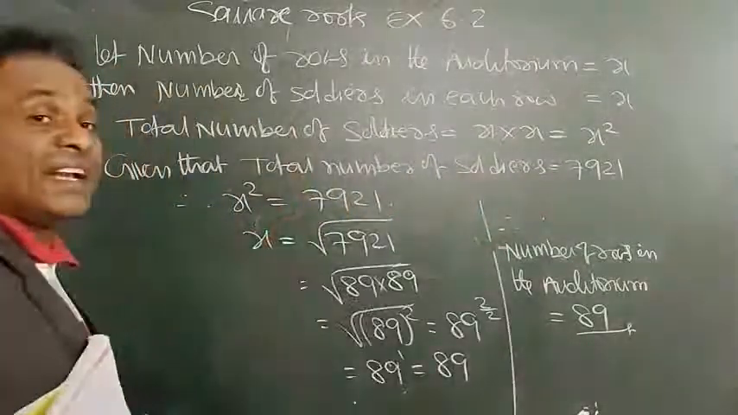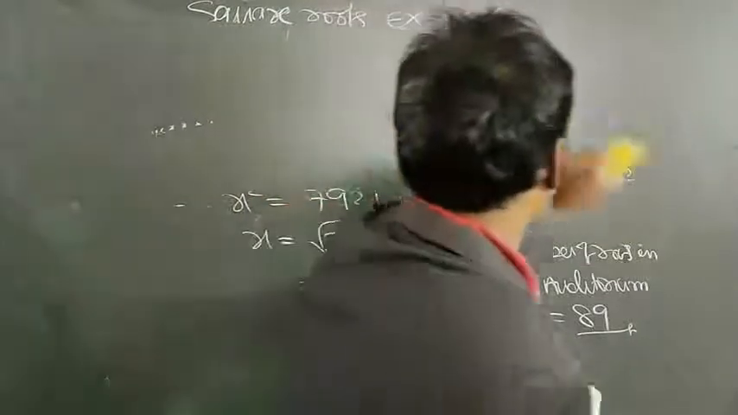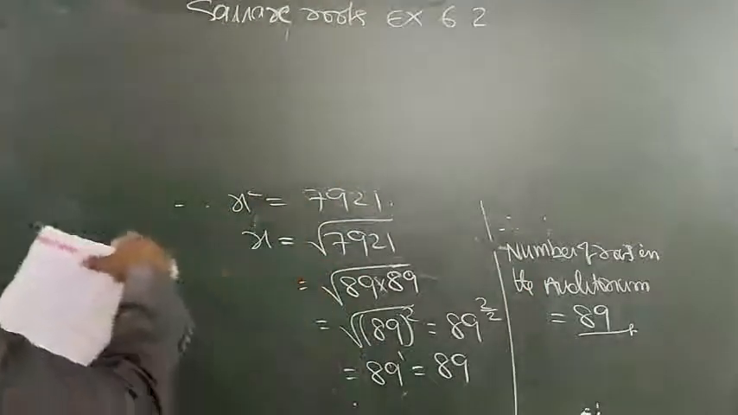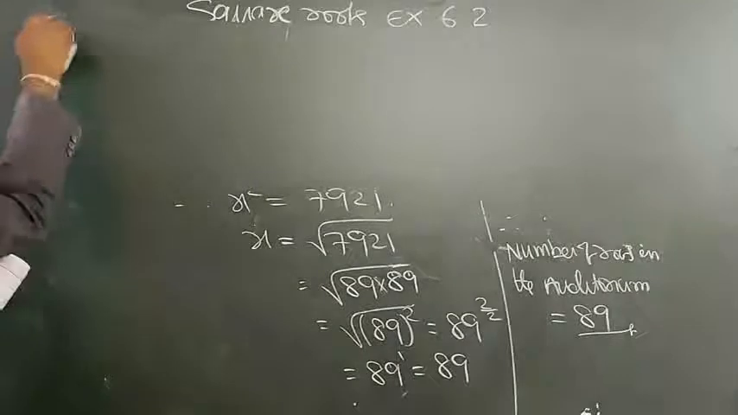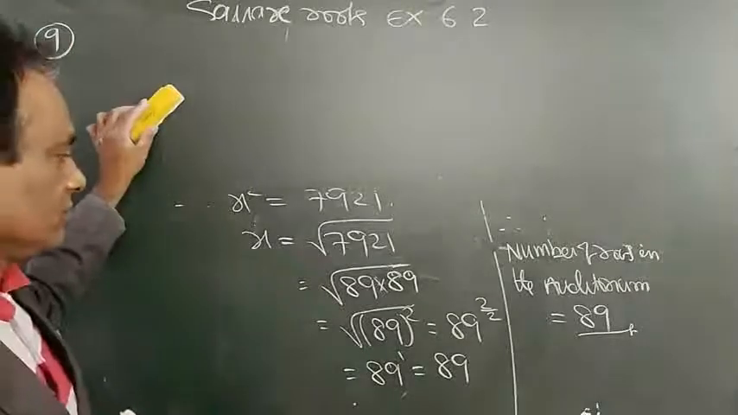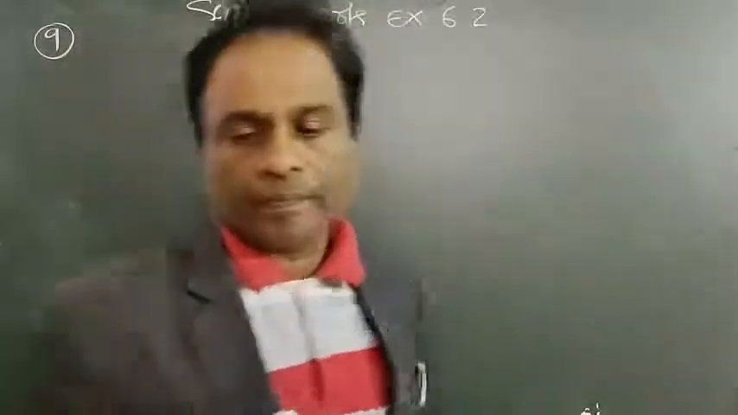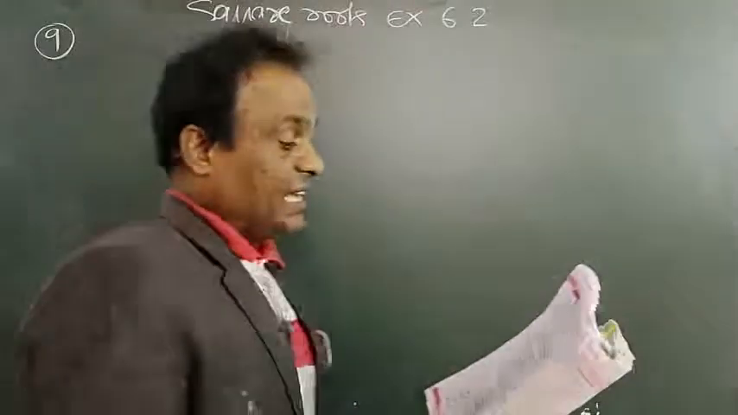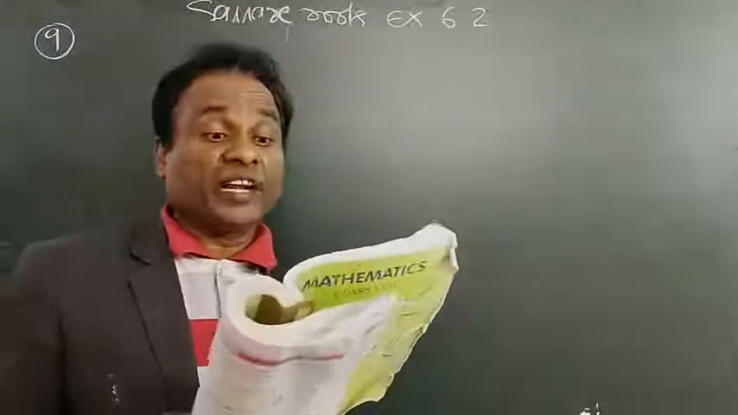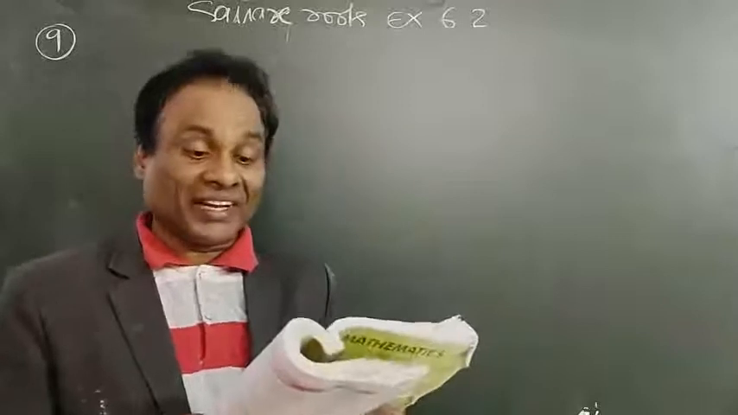Students, write down this answer 89, and now the last question of this exercise, 6.2 exercise. This is the 9th problem. Students, the area of the square field is 5184 meters square. Find the area of the rectangle.